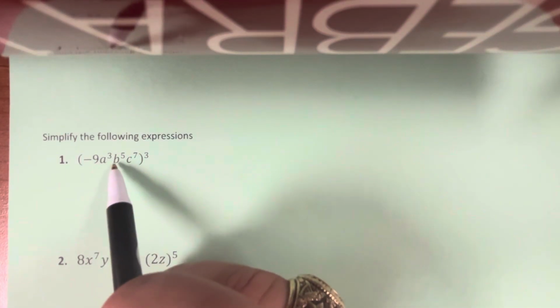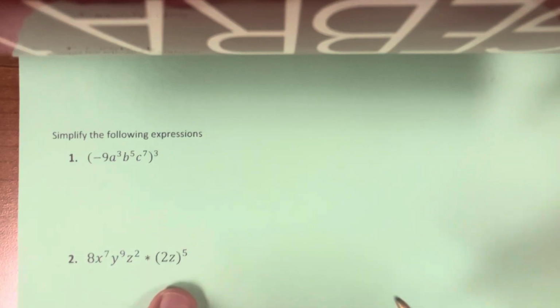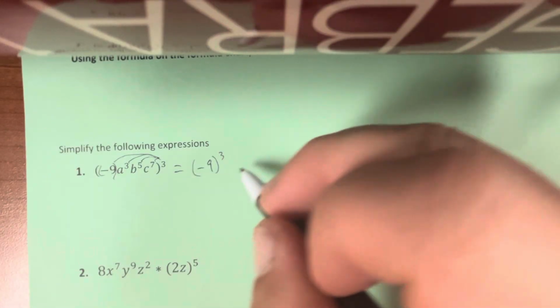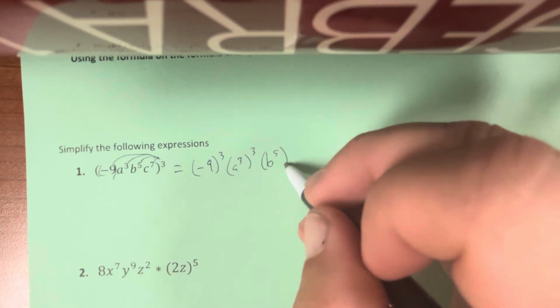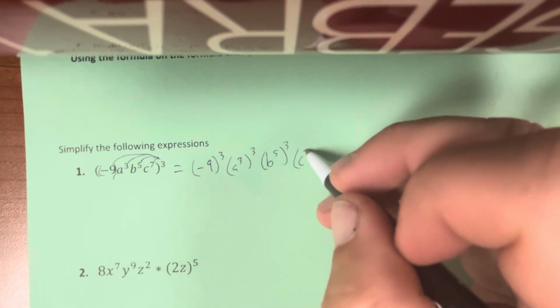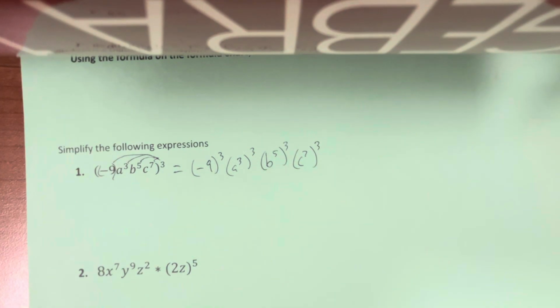On number 1, simplify the following. So again, I have multiple bases through here. And this one's a little bit complicated because there's a negative in the front. And so we're going to put parentheses around this -9. And so this cubed is going to go with the -9, the a, the b, and the c. And so I'll rewrite it as -9 to the 3rd power, a cubed raised to the 3rd power, b to the 5th raised to the 3rd power, and c to the 7th, again raised to the 3rd power. So that 3rd power goes to everything.